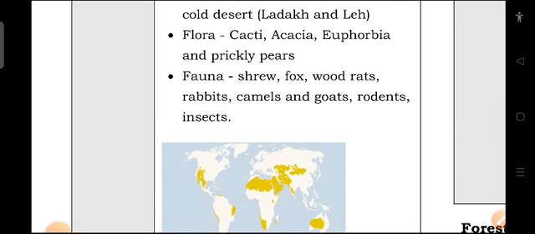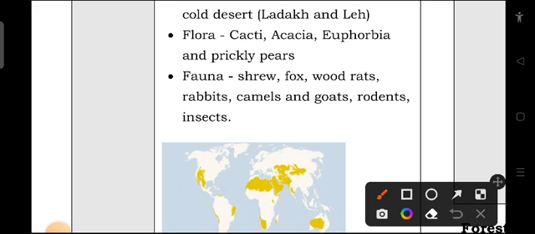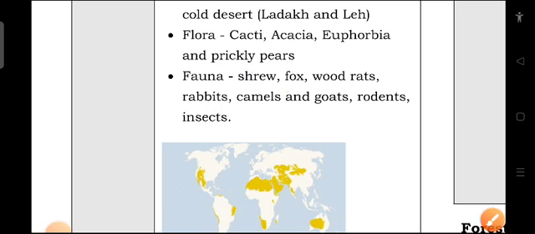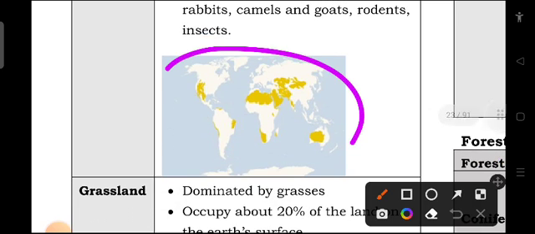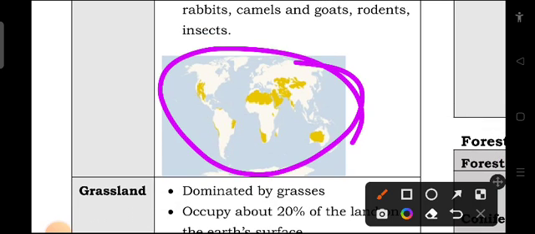Jammu. So here the floral types available are cacti. Of course, desert will have only cactus at most, and some prickly trees. So cacti, acacia, euphorbia and prickly pears. Now what are the fauna available? It is shrew, fox, wood rat, rabbit, camel, goat, rodents and some insects. So as we saw, 1/7 of the world is desert. So these are the desert areas.